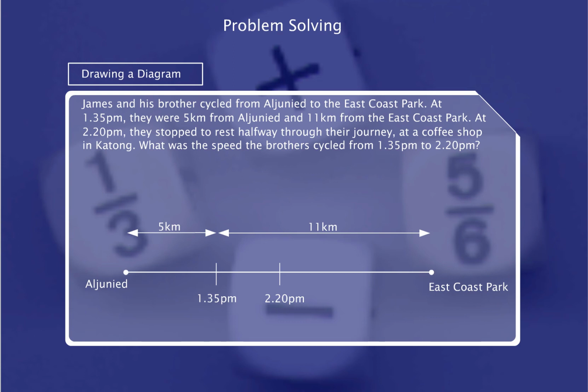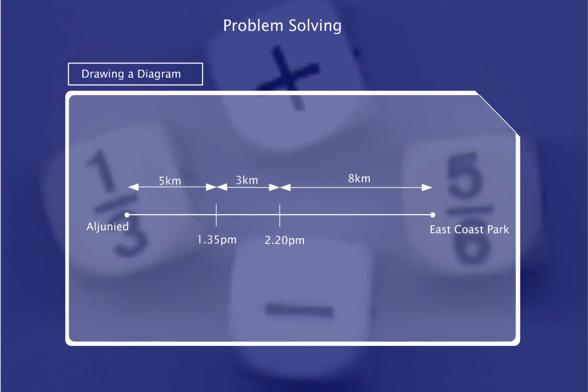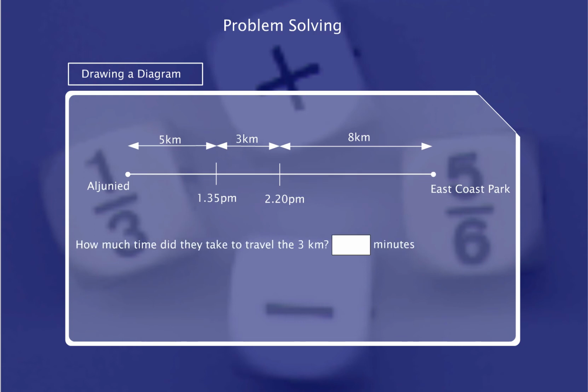to 2:20 p.m.? The diagram tells us that the total distance is 5 plus 11 kilometers equals 16 kilometers. It also means that halfway through the journey, the brothers would be 8 kilometers from Al Junid. In other words, the two brothers cycled 3 kilometers from 1:35 p.m. to 2:20 p.m. How much time did they take to travel the 3 kilometers? What was the speed the brothers cycled from 1:35 p.m. to 2:20 p.m.?